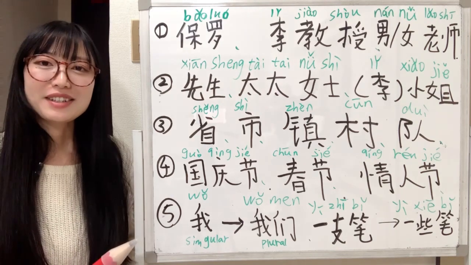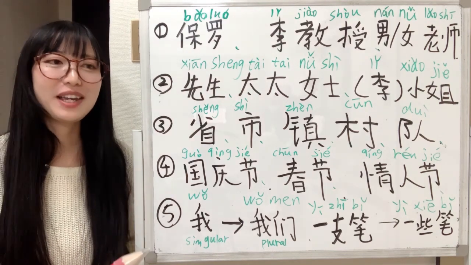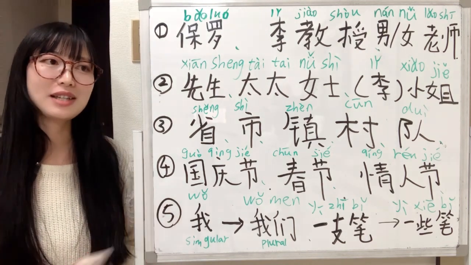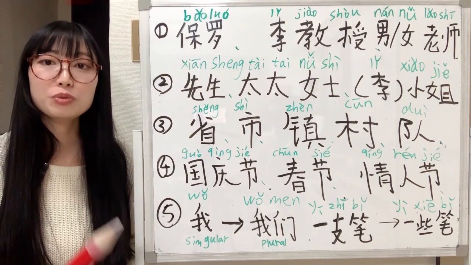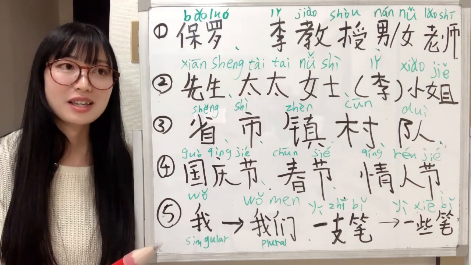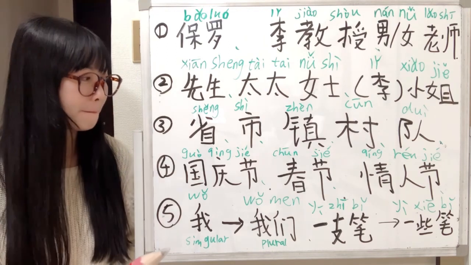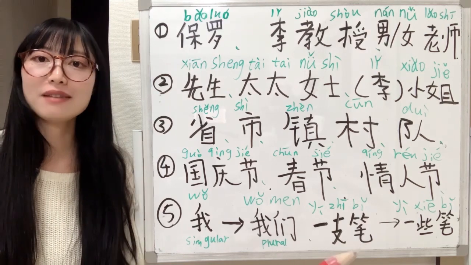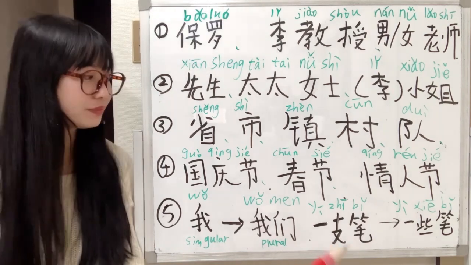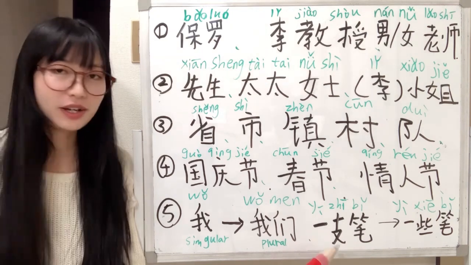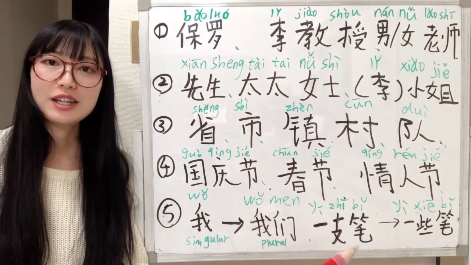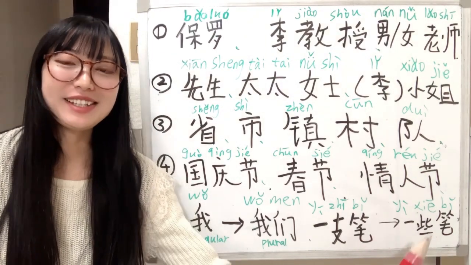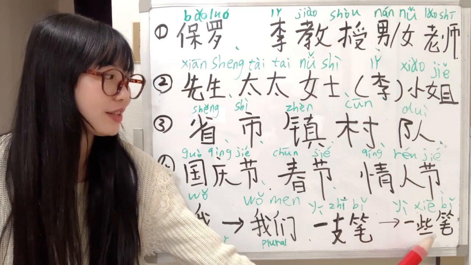Because of this, not all the things we need to add a men, because except the personal pronoun with the men, it's the plural. Basically, the normal words we don't need to add men. For example, a pen, you can just say 一支笔, with a quantifier here. Some pens, 一些笔. All we need to change is here.